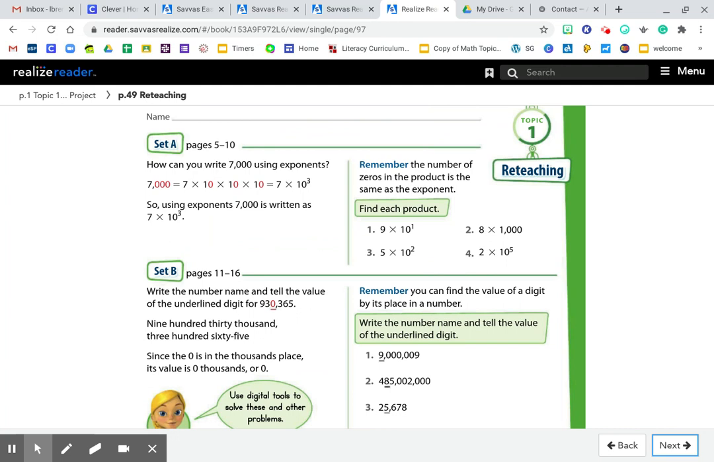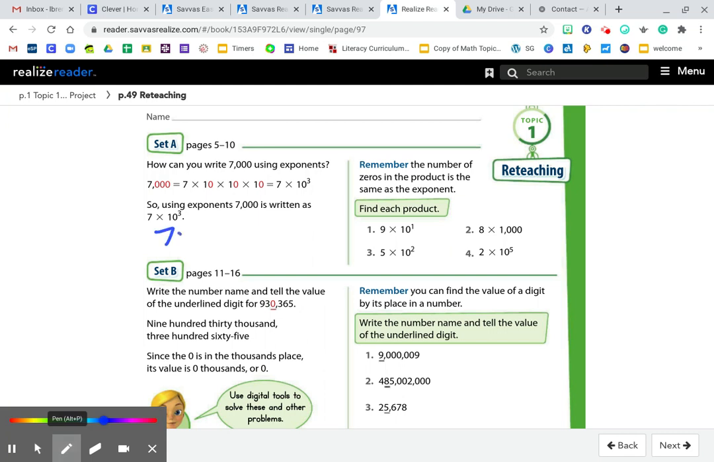So how can you write 7,000 using exponents? The 7,000 has a 7 and 3 zeros. So it's like saying 7 times 10 times 10 times 10, which would be the same as saying 7 times 10 to the third power. And the third power means we're repeating that 10 3 times. 10 times 10 times 10. So 7 times 1,000.